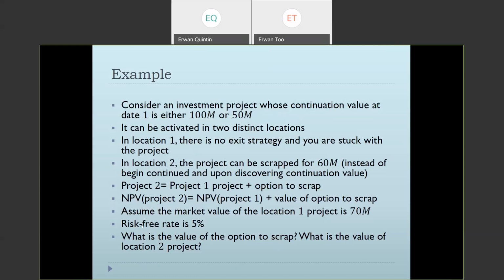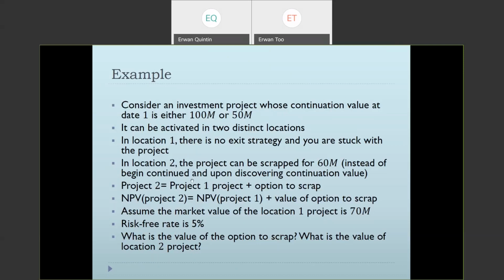And so this is something that you'll be used to if you have taken Finance 330. If you haven't yet, you can start getting used to it now. In order to price options, I need to have an idea of what the risk-free rate is, and I'm going to assume that the risk-free rate here between today and date 1 is going to be 5%.